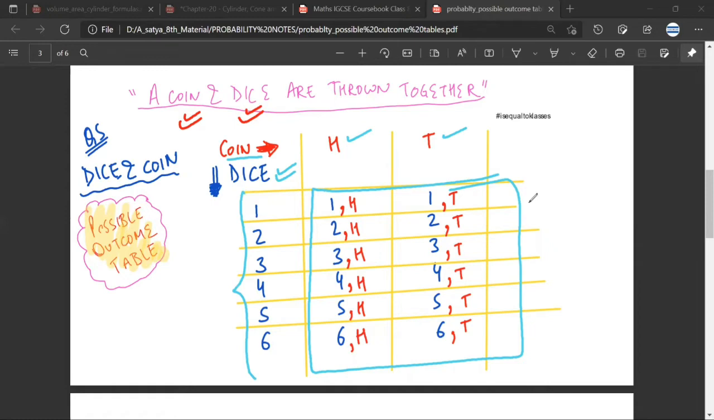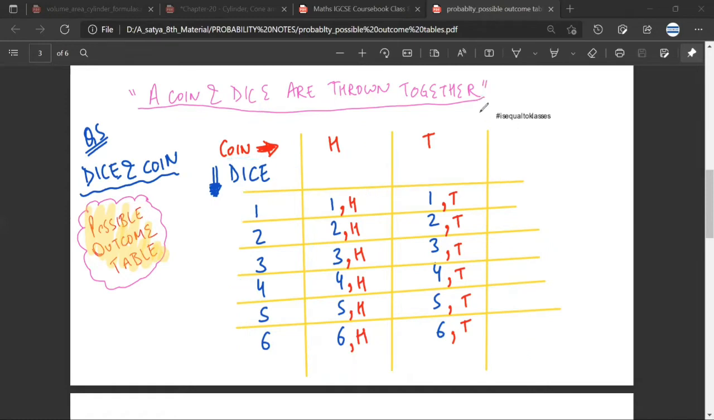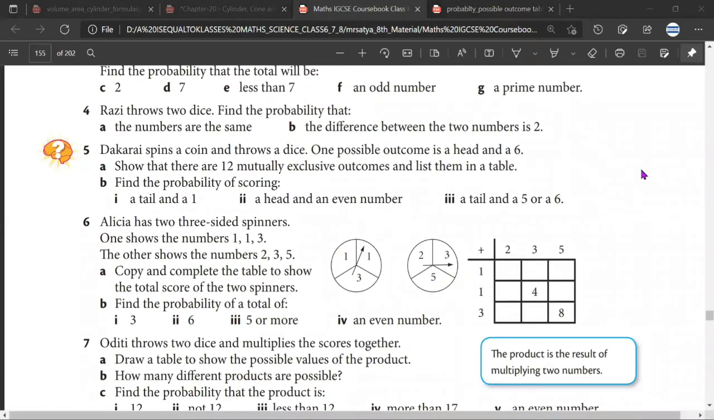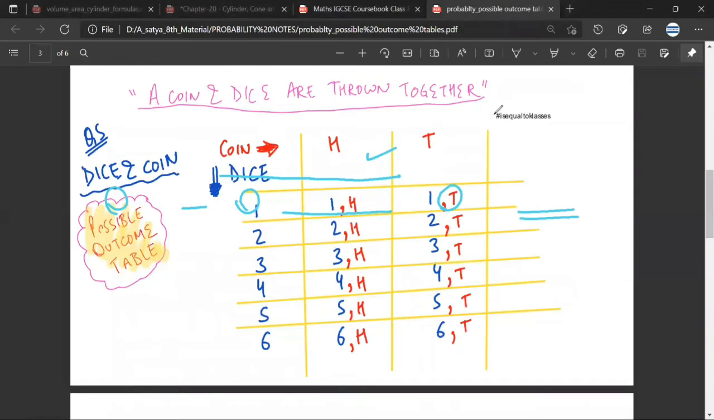Now, the first thing you'll need to do is make a table. And then based on the table, the answers will have to be done. So 12 mutually exclusive outcomes we have listed in a table. Now we have to find the probability of scoring a tail and a 1, a head and an even number, a tail and a 5 or 6. Have you understood, Satya? Yes. So one by one we'll go through the questions that he is asking us.